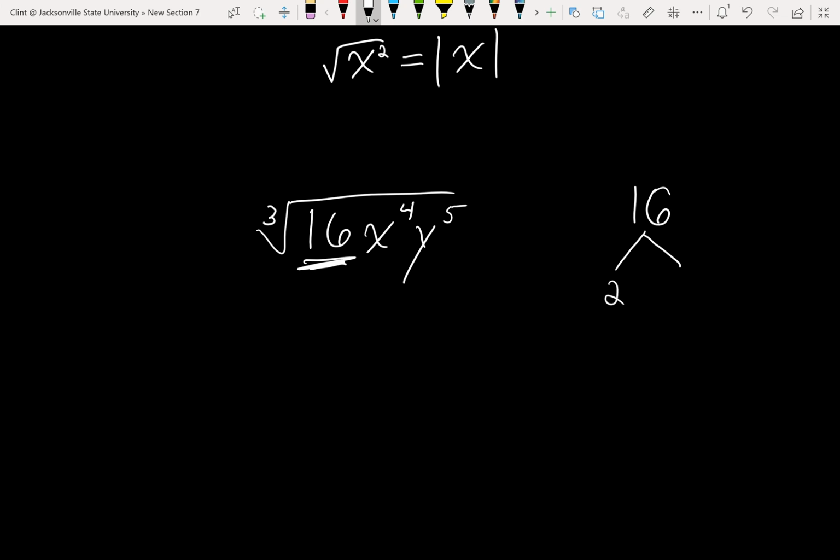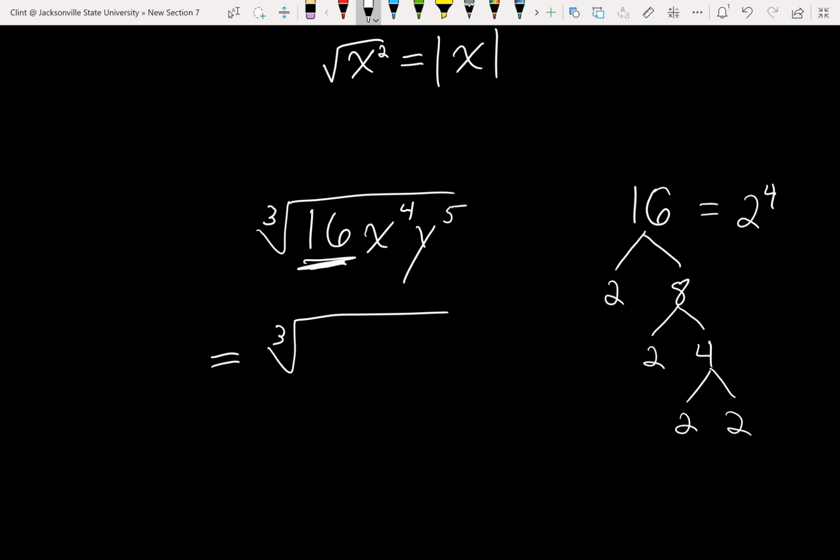So 16 is 2 times 8. 8 is 2 times 4. 4 is 2 times 2. And 2 is a prime number, so we could rewrite 16 as 2 times 2 times 2 times 2, which is 2 to the 4th power. So if we rewrite, doing each term but starting with the numerical part, we've got 2 to the 4th power, x to the 4th power, y to the 5th power.